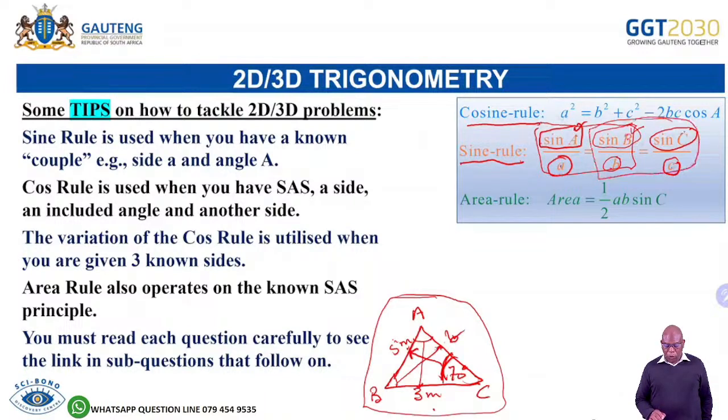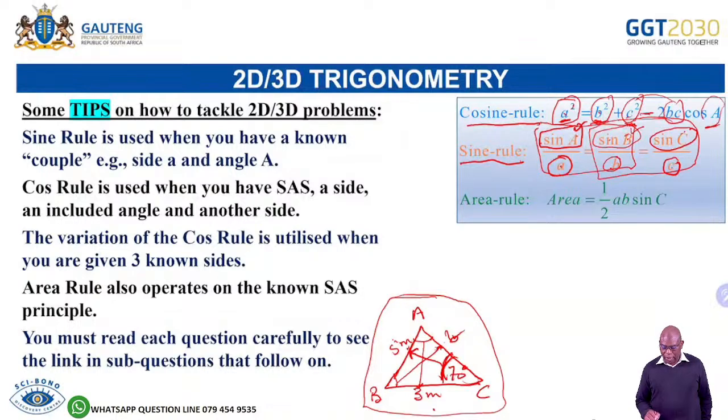The cosine rule states that if I need A, for instance, I need a side, I'll have to square the side, and then from there I get B squared plus C squared. Can you see those are the two sides that are not mentioned from here? I've got A, B, and C minus 2 times BC. So the B and the C will be these ones.